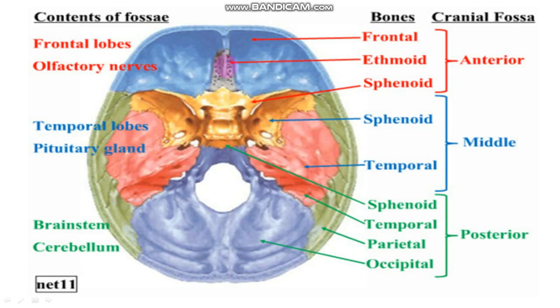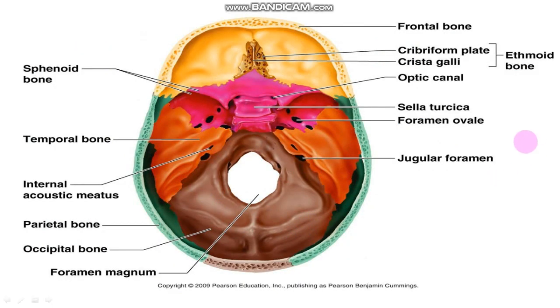Here you can see this is the crista galli, and this is the cribriform plate. Cribriform means it is porous in nature, and you can see this is porous. So this is the cribriform plate. This image clearly demarcates all the bones forming the floor of the cranial cavity with bright colors. You can clearly see the foramina which are present.